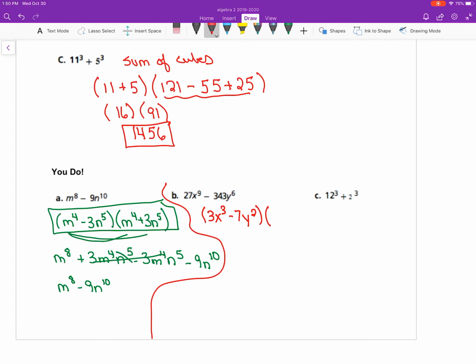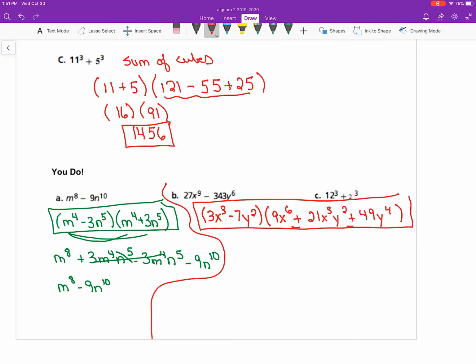And then again, square the first term, you get 9x to the 6th. Multiply them together, you get 21x cubed y squared. And then square the last term, and you get 49y to the 4th. And make sure both are plus signs, because that's what the formula tells us to do. Okay, so you're just cube rooting the first number, cube rooting the second number, squaring the first number, multiplying them together here, squaring the last number.